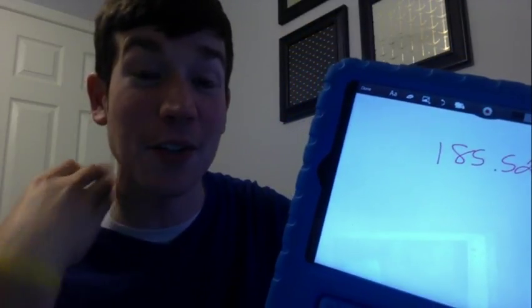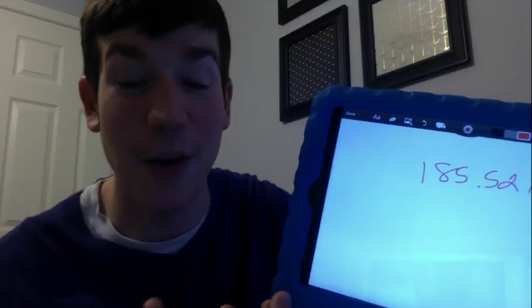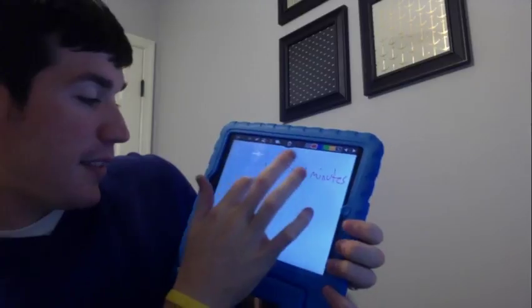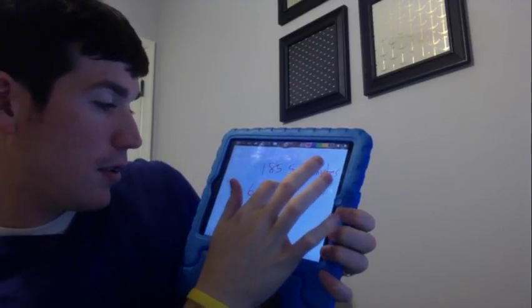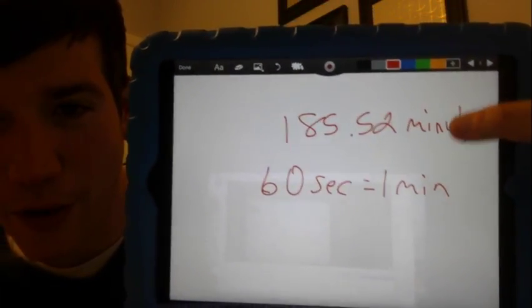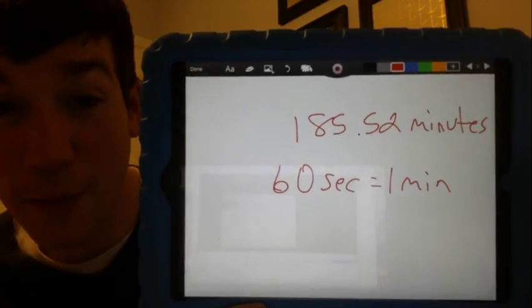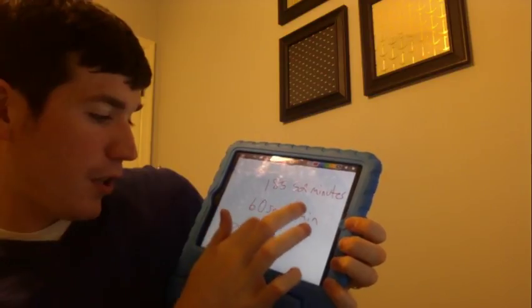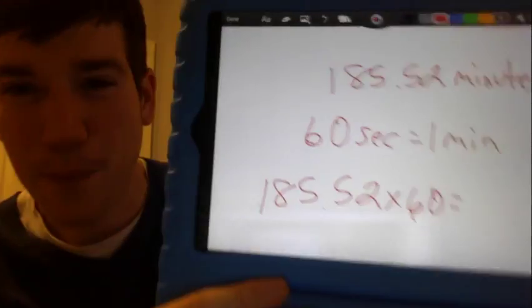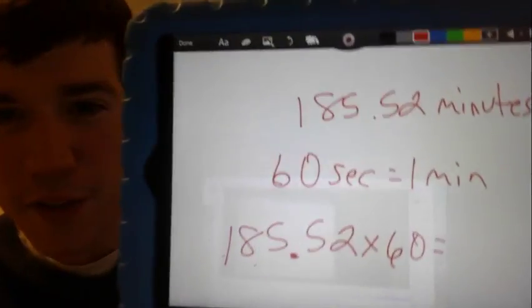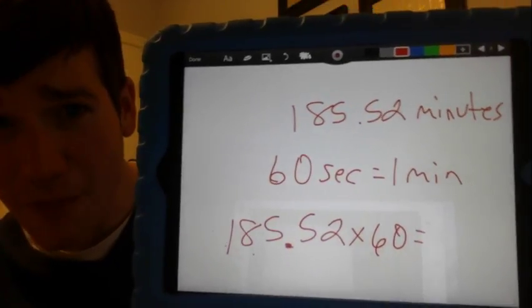Because that's minutes, that's not going to help us too much. We need to know how many seconds that would be. So keep in mind that a minute is bigger than a second. It takes 60 seconds to make 1 minute. So what we're going to do is take this number, 185 52/100, and multiply it by 60 to find the total number of seconds.